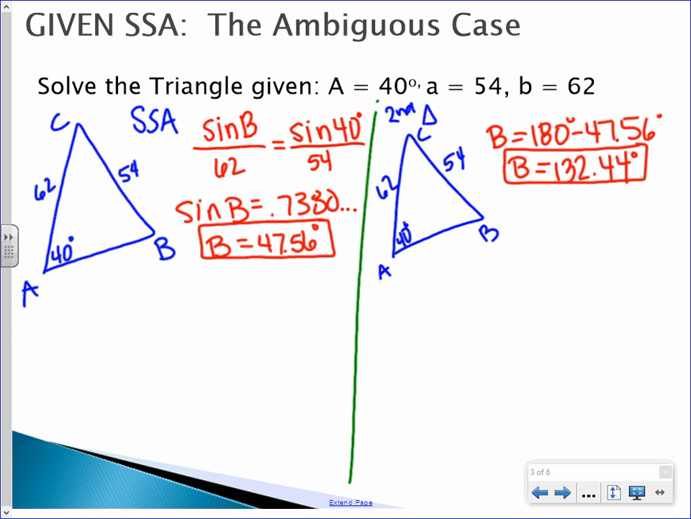Okay, yesterday I said the easiest thing to find once you get two angles, bam, you need to find the third. So we have angle A is known to be 40. We found angle B to be 47.56. Now we need angle C. So if we take 180 and we subtract out those two angles, what do we get for angle C?